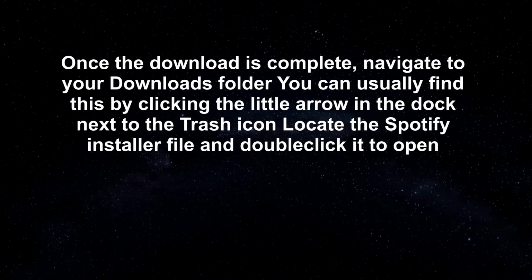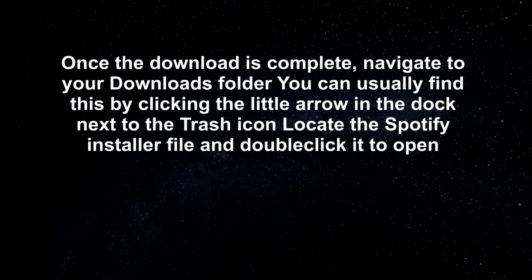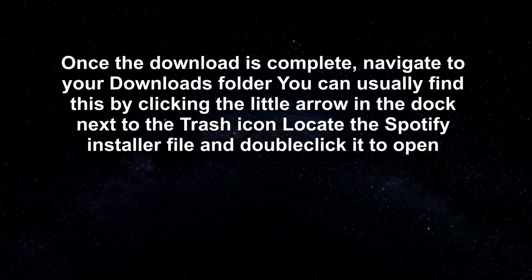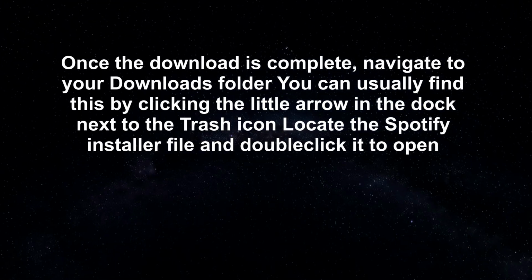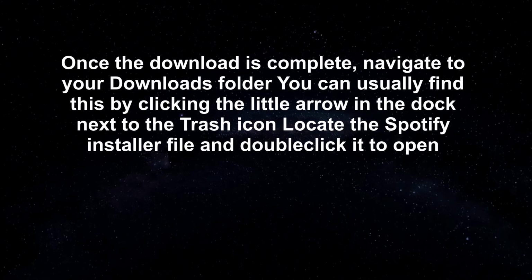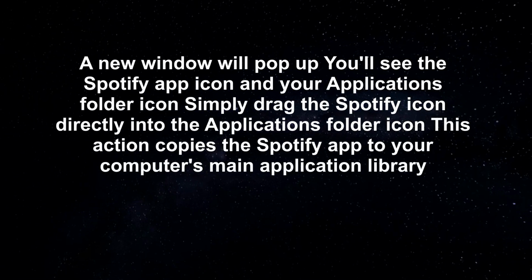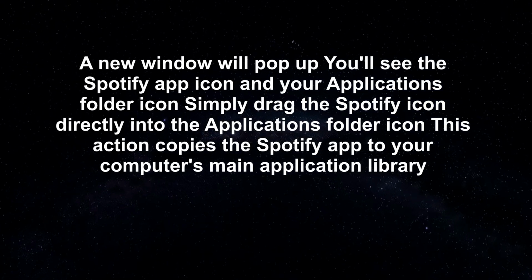Once the download is complete, navigate to your downloads folder. You can usually find this by clicking the little arrow in the dock next to the trash icon. Locate the Spotify installer file and double-click it to open. A new window will pop up. You'll see the Spotify app icon and your applications folder icon.